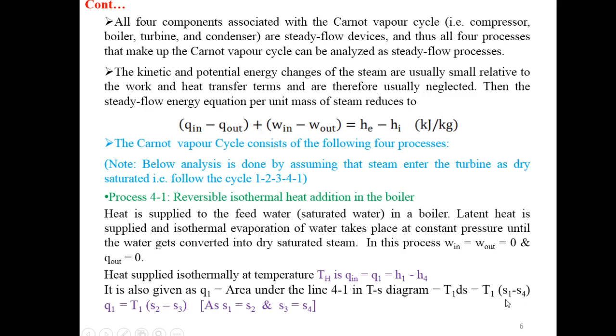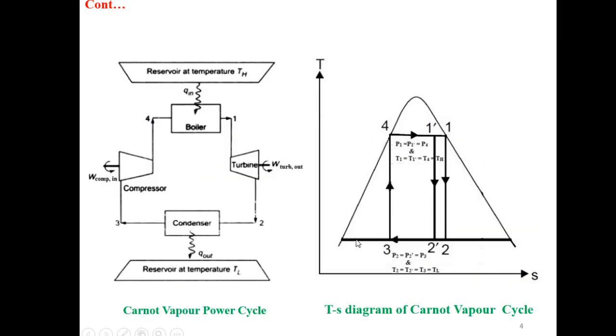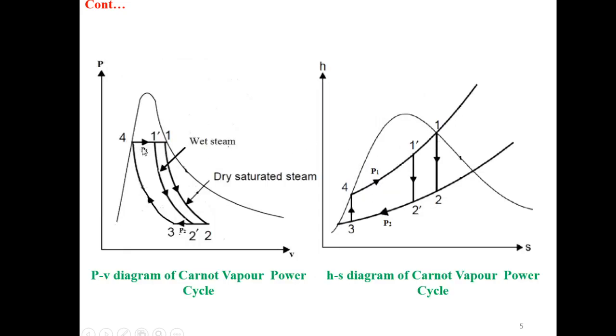The small symbol represents per unit mass, so this is the specific entropy. So we can say Q1 equal to T1 times (S2 minus S3), as S1 equal to S2 and S3 equal to S4. As we have drawn the line 4-1, in a similar manner we can draw the line 4-1 in this HS diagram, 4 and 1.